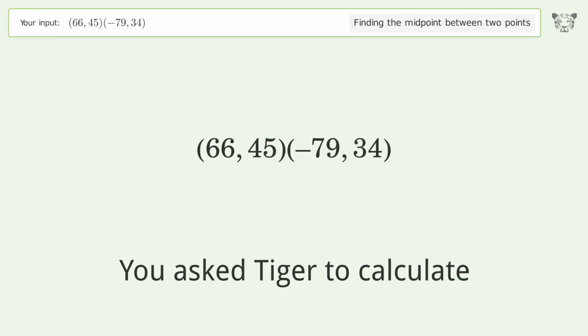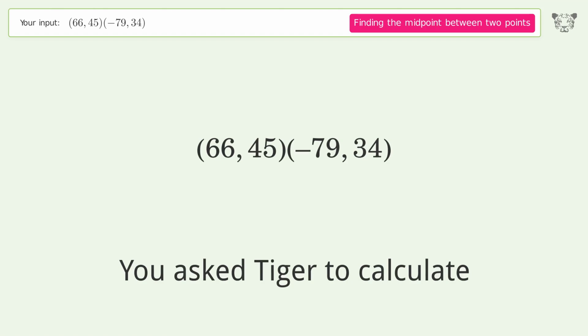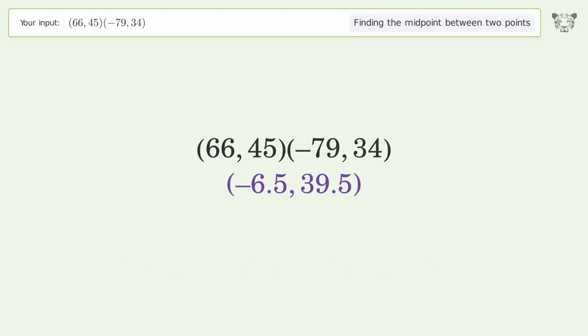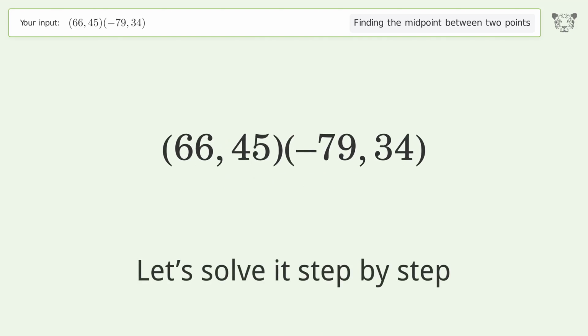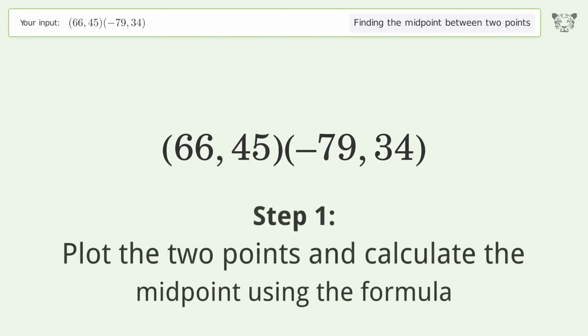You ask Tiger to calculate. This deals with finding the midpoint between 2 points. The midpoint between the 2 points is -6.5, 39.5. Let's solve it step by step. Plot the 2 points and calculate the midpoint using the formula.